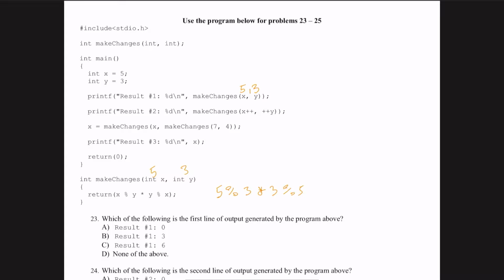5 mod 3 is going to be 2, right? Because we have one whole grouping of 3, 2 left over. 2 times 3 is going to be 6. 6 mod 5 is going to be 1, because you have one grouping of 5 and 1 left over. Therefore, our first answer is going to be D, none of the above, because it returns 1.